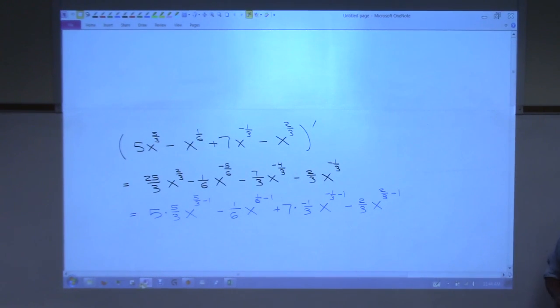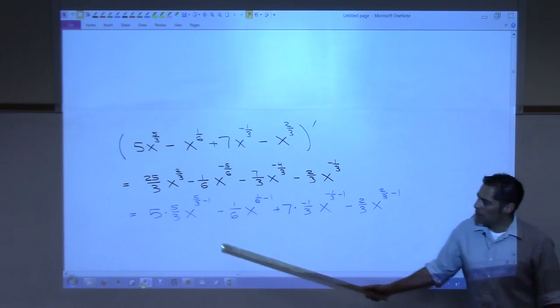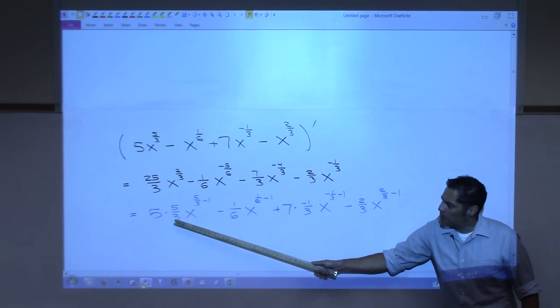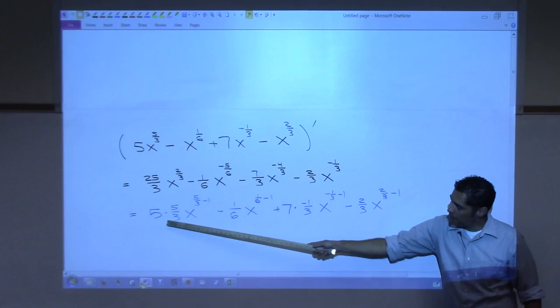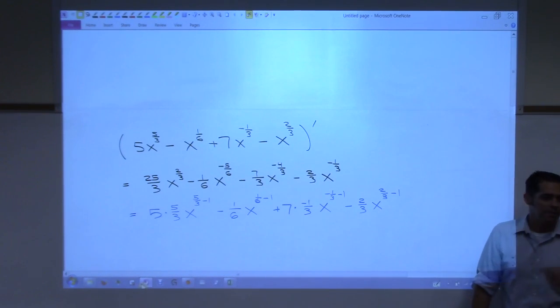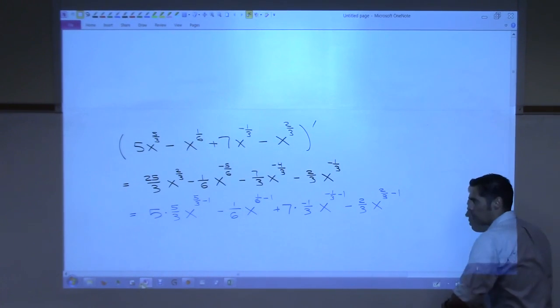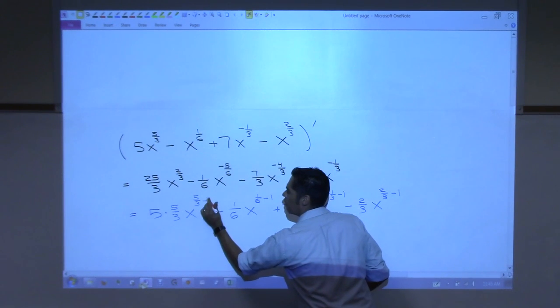That's what you should have been doing: dropping the power out each time and then subtracting 1 from the power. When you multiply 5 times 5/3, that's 25/3 because the 5 is like a 5/1. 5/3 take away 1 is the same as 5/3 minus 3/3. So I'll come back in and I'll replace all these with what they are.